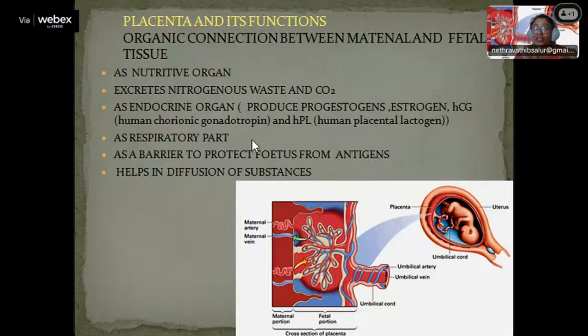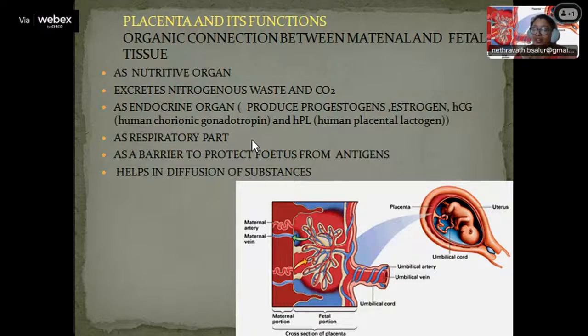Now, a very important question for the exam is the functions of the placenta. What does the placenta do? As I said, it is a nutritive organ. It provides nutrition to the developing fetus. The second function is that it excretes the nitrogenous waste. It acts as the fetal kidney because the kidney will not be developed in the fetus. Therefore, the placenta will remove the nitrogenous waste and carbon dioxide from the fetus.